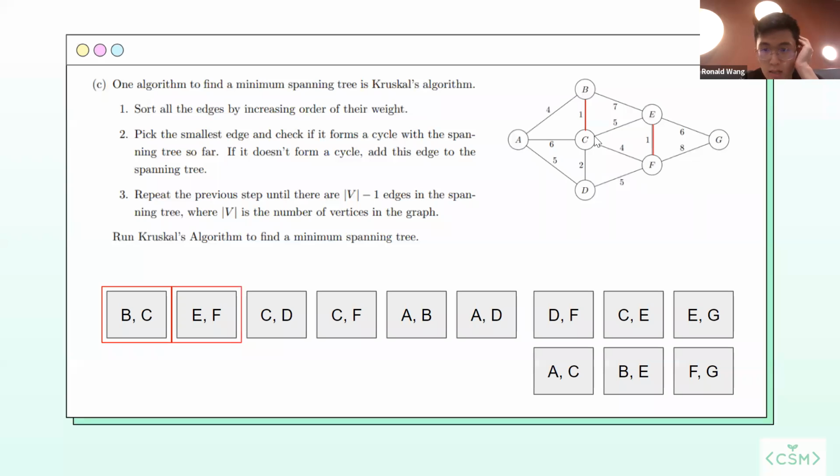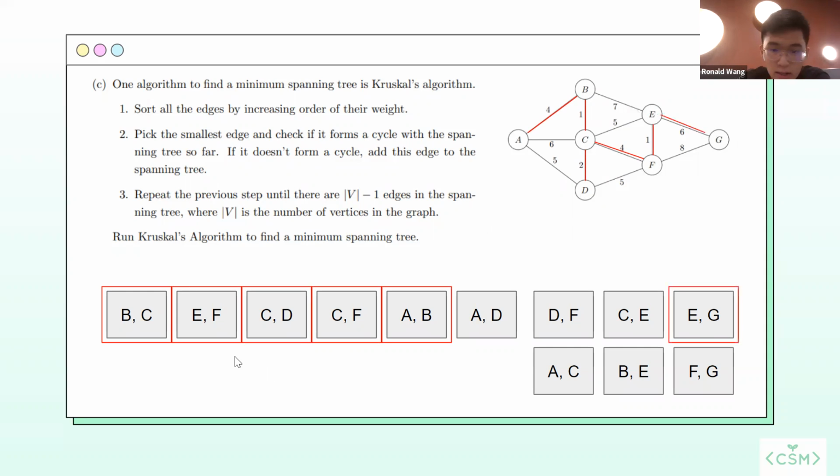Then CD, similarly, is not going to create a cycle, so we can add that. Then CF is also not going to create a cycle, as you can tell, so we can add that. Then AB will still not create any cycles. And now AD is going to create a cycle, right? Because if we add AD, then ADCB is a cycle. And so we're going to skip AD. Then DF will also create a cycle because of DCF. Then CE will also create a cycle because of CEF. And then finally, EG is not going to create a cycle, so we can go ahead and add that.